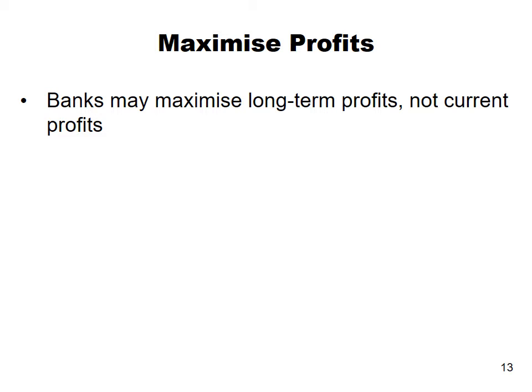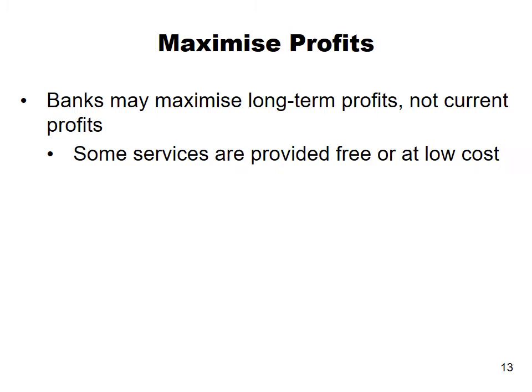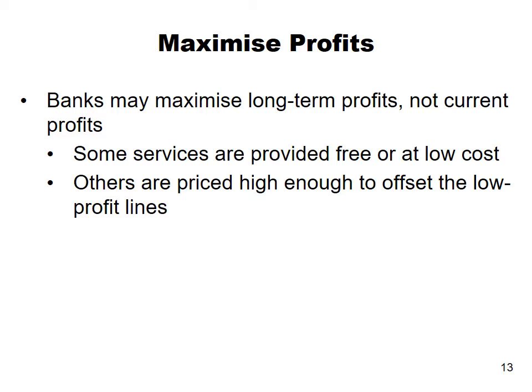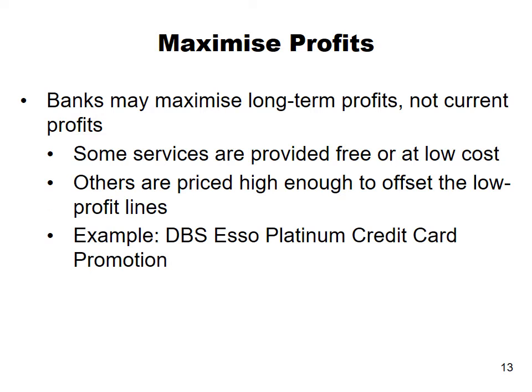Banks may maximize long-term profits, not current profits. Some services are provided free or at low cost so that other products or services can be priced high enough to offset the low profit line of that one product or service. Example, DBS SO Premium Platinum Credit Card promotion.